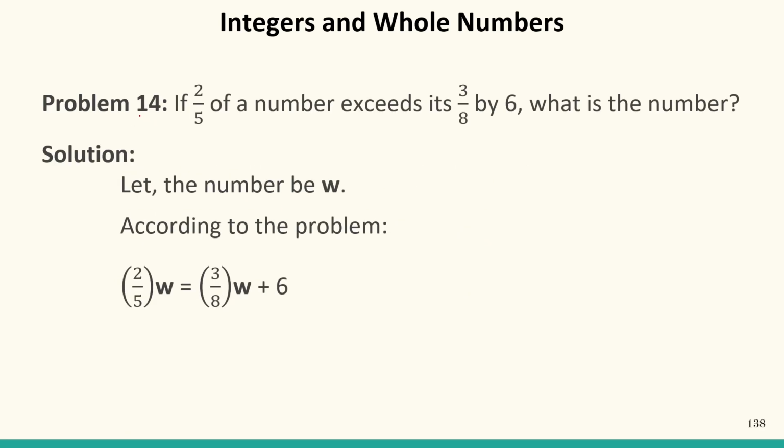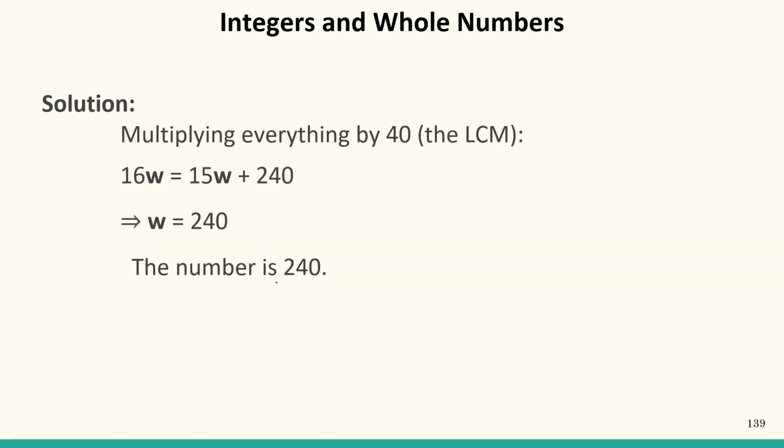Let's see problem number 14. So if 2/5 of a number exceeds its 3/8 by 6, then what is the number? So let the number be W. So according to the problem, 2/5 W is equal to 3/8 W plus 6. So multiplying everything by 40, that is the LCM, 16W is equal to 15W plus 240. Okay, so W is equal to 240.